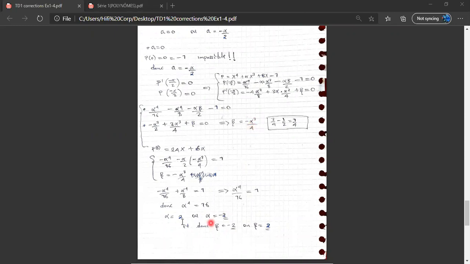So on our equations of P, when we replace our alpha, we're going to have two different equations. One equation where, when alpha is equal to 2, our beta will be equal to negative 2. And the other equation of P will be when alpha is equal to negative 2, beta will be equal to 2.